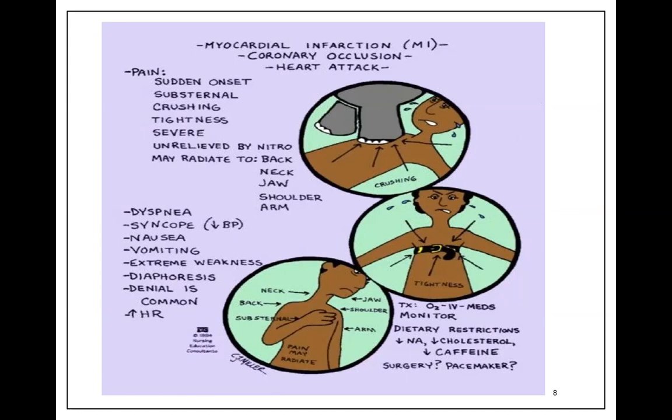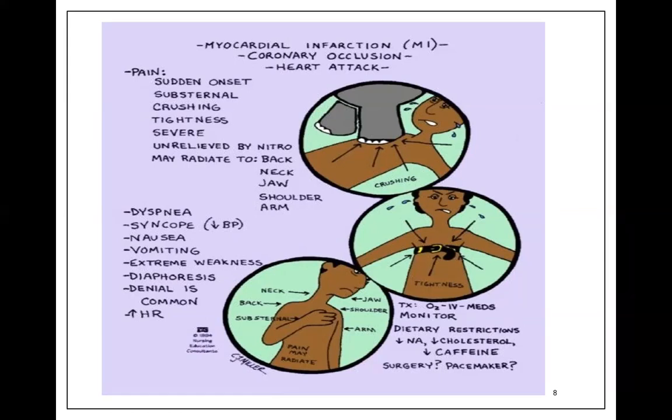And this is one of the reasons why it's important to ask, point to where it hurts and does it radiate anywhere? Because oftentimes it's hard to distinguish someone having an MI from maybe a heartburn or something that may be pulmonary in nature. So one of the very distinguishing features of an MI is this radiation. There's not just one single point of pain. And so that's very much a distinction with an MI. Also keep in mind that not all people experiencing MIs do experience pain.